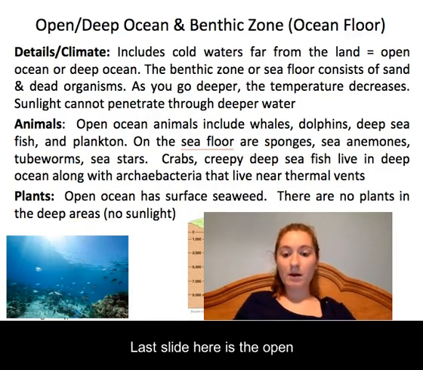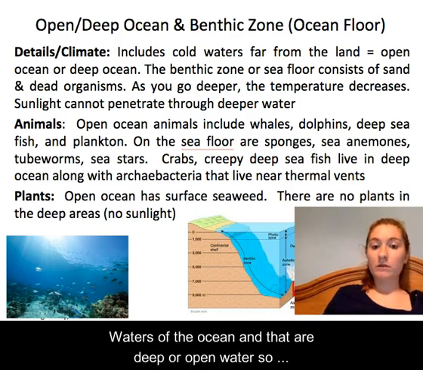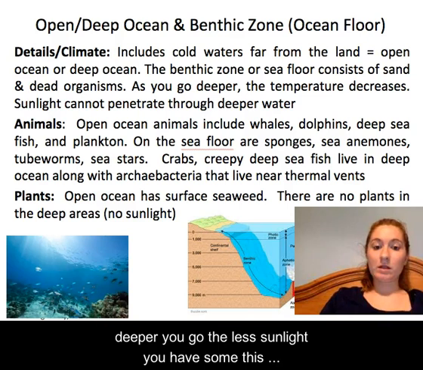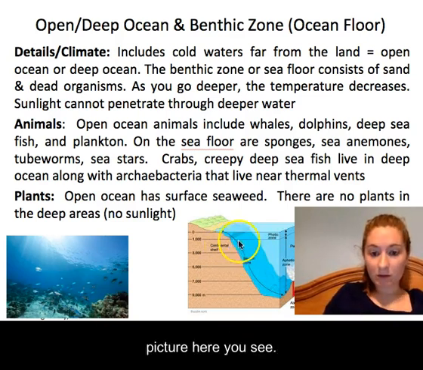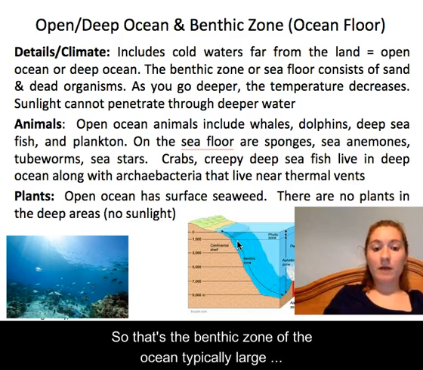And our last slide here is the deep ocean and benthic zone. So this is all the waters of the ocean that are deep or open water. So that is the sand and dead organisms in the ocean. The deeper you go, the less sunlight you have. So in this picture here, you see it gets very deep after it gets off of the continental shelf. So that's the benthic zone of the ocean.